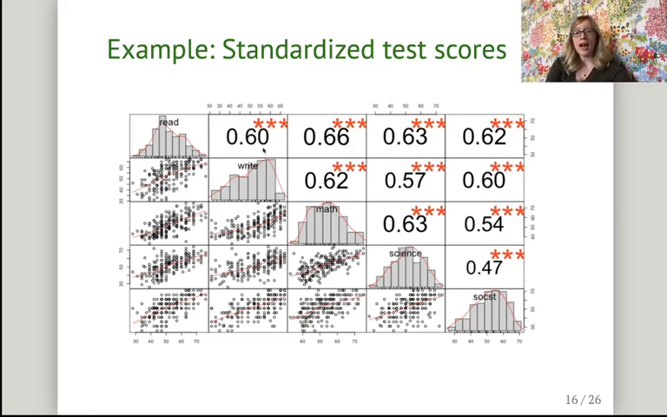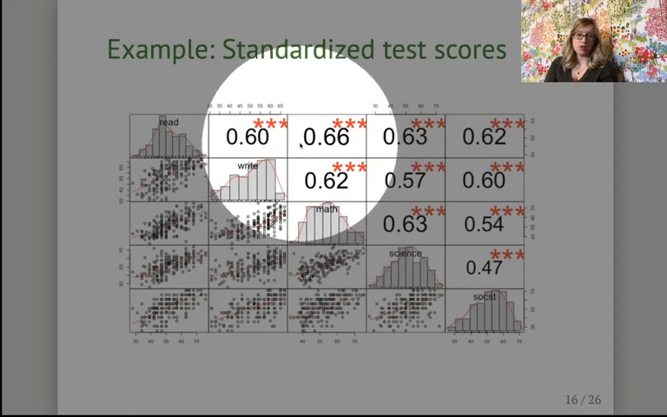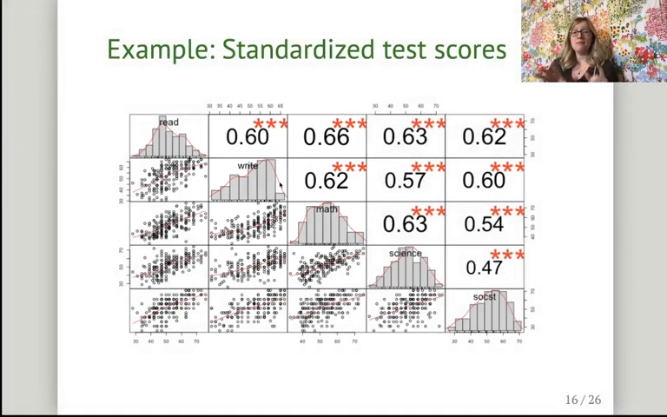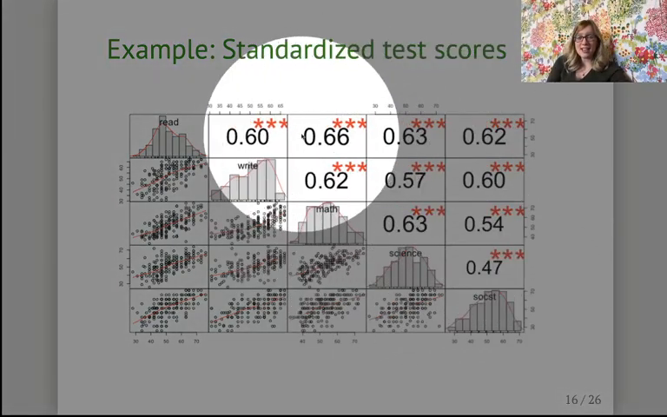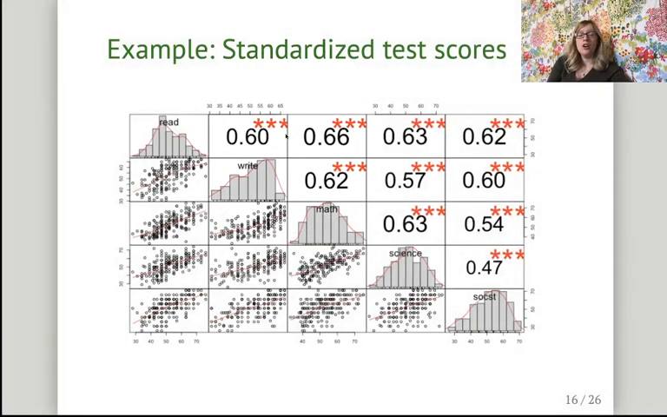On the upper half, we get correlations. So if you notice, the font size changes for these correlations. The bigger the correlation, the bigger the font. That makes those big correlations really pop out at you. These red asterisks are results from a hypothesis test of whether or not the correlation is equal to 0. The more stars you see, the stronger the evidence that there truly is a correlation here.